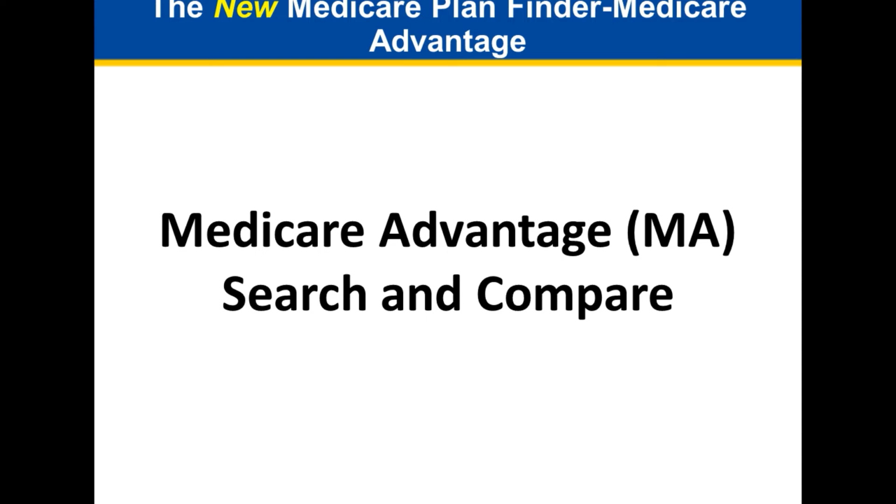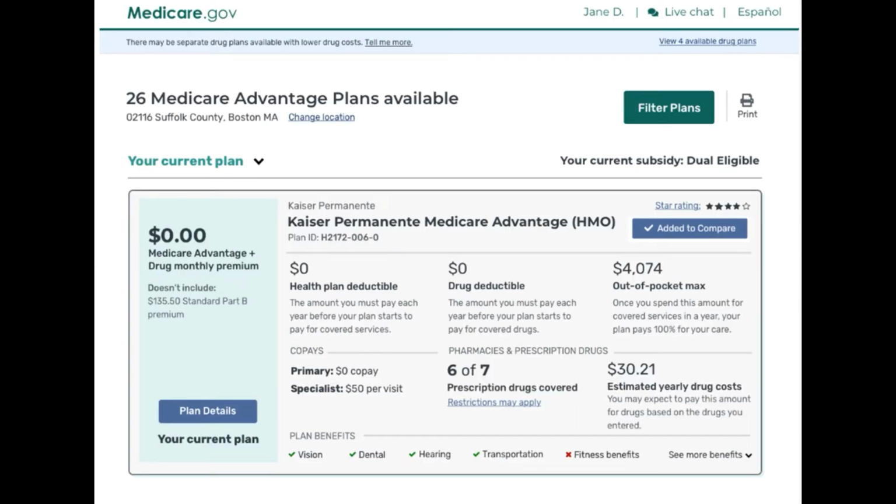Since Jane started this process by saying that she wanted to look at Medicare Advantage plans, let's go through the Medicare Advantage search and compare process. You're going to see that now it's a lot easier to see and compare the Medicare Advantage plans in your area, including the ability to search by one of the new benefits that the plans may offer in 2020. We'll look at the Medicare prescription drug plan process after we're done with this.